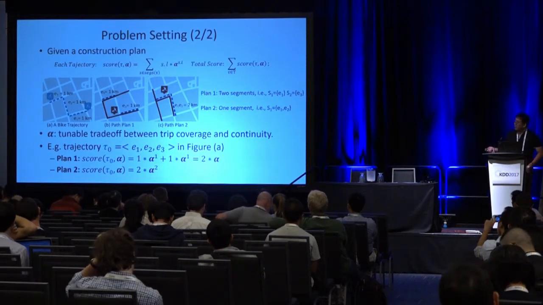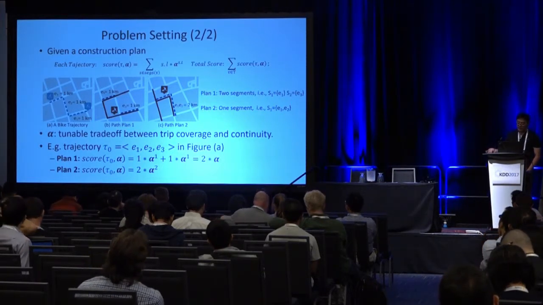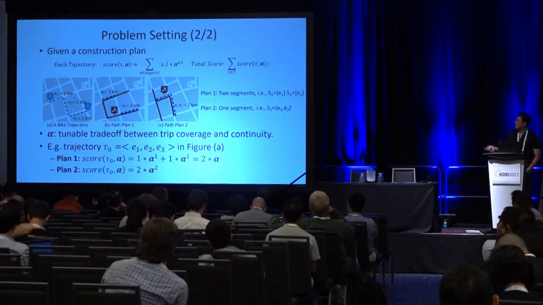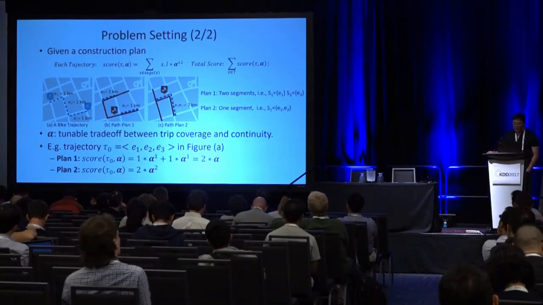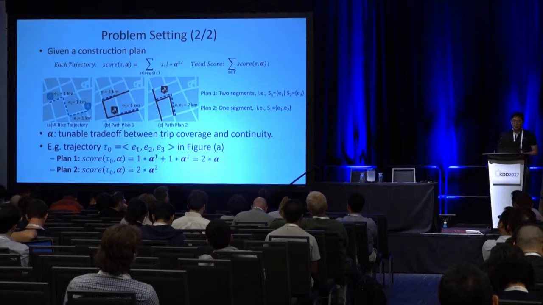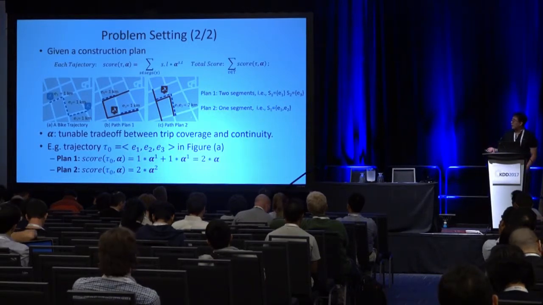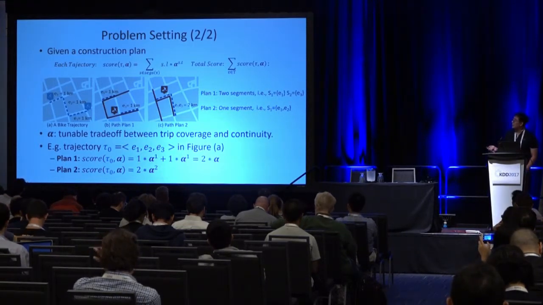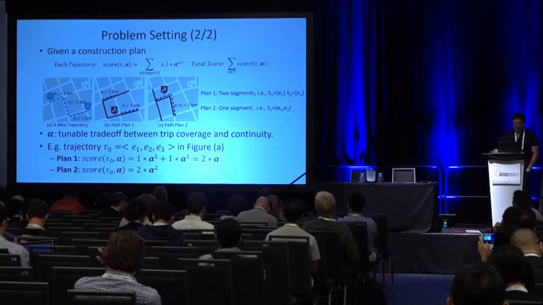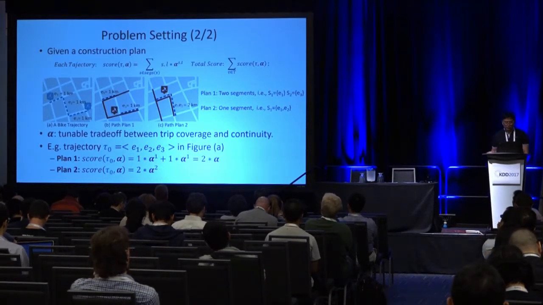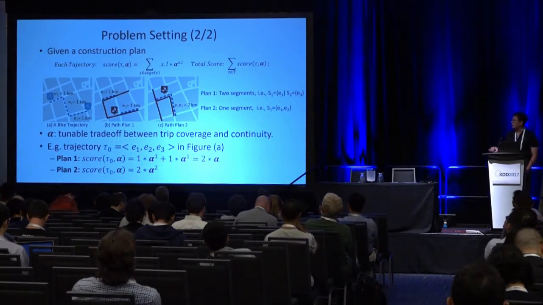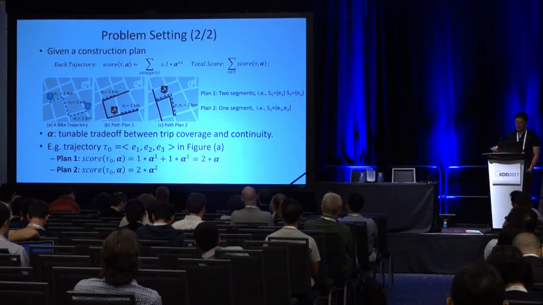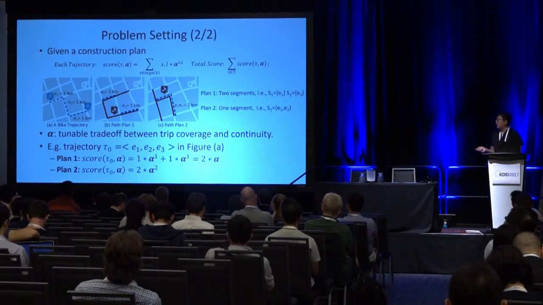For example, we have a trajectory here in blue lines. It is segmented into 2 parts in this construction plan, and this is one continuous segment in this plan. So we are trying to give more score to the plan that covers more continuous length of the user's trajectories. So that's the reason we have this kind of scoring function. And we have this alpha parameter to be tunable as a trade-off between the trip coverage and the continuity. For example, if we have a large alpha number, it means we'll put more emphasis on the continuous plan.